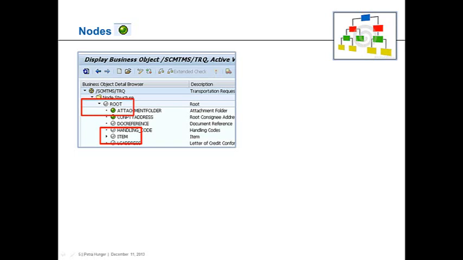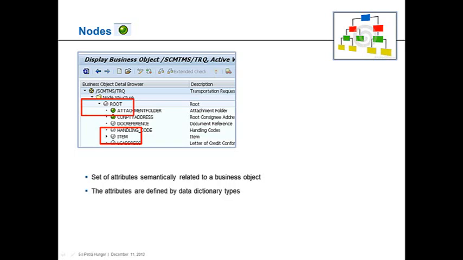Business object representative nodes are placeholders for other business objects and their association to these. They are only for visualization of their association to other business objects. So, nodes, set of attributes semantically related to a business object, and the business object here is the forwarding order, TRQ object. The attributes are defined by data dictionary types, and we will see that there's really a linkage to the data dictionary. Each business object has only one root node. Okay, so one forwarding order has only one header, and one freight order has only one header.